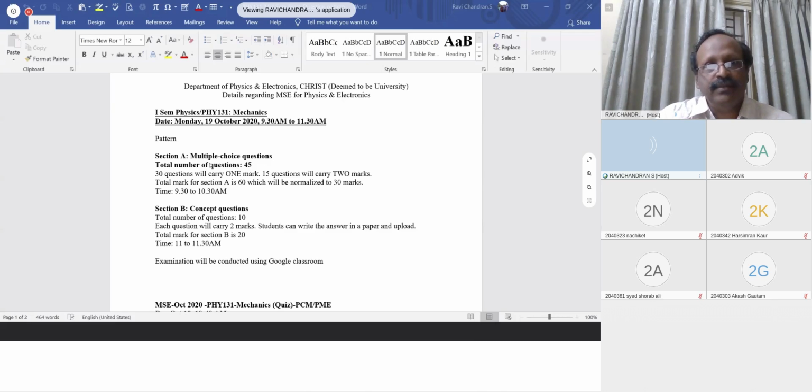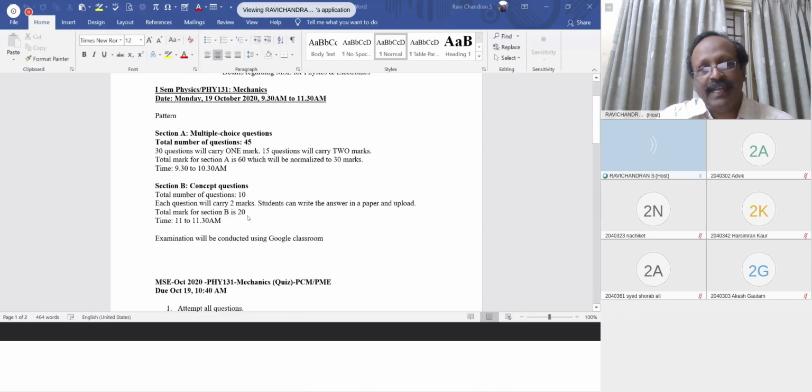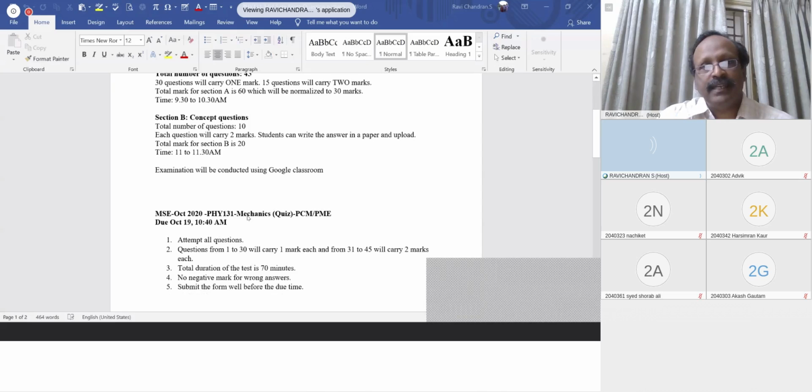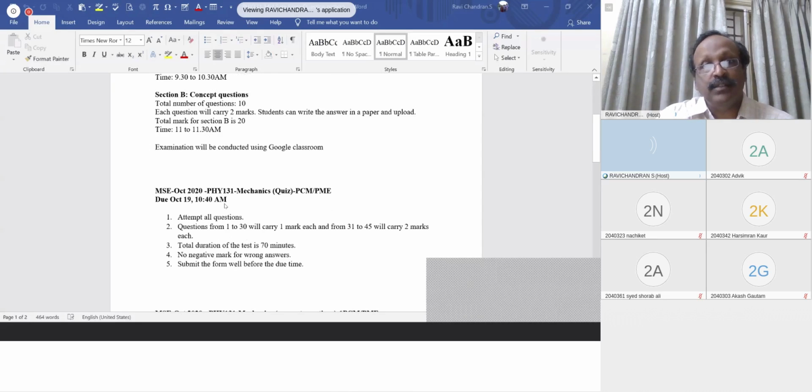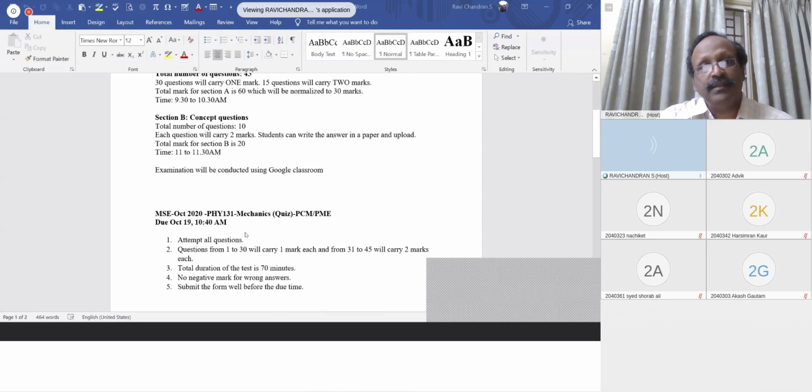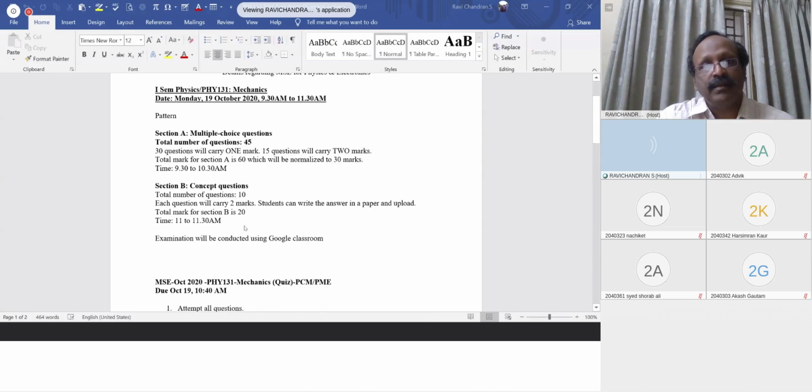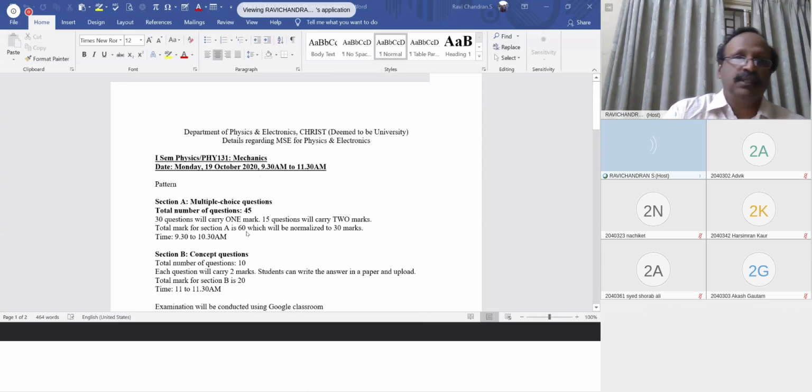You have section A and section B. Section A will be multiple choice and section B will be concept questions. Correct? So you have section A and section B. That's the first part.